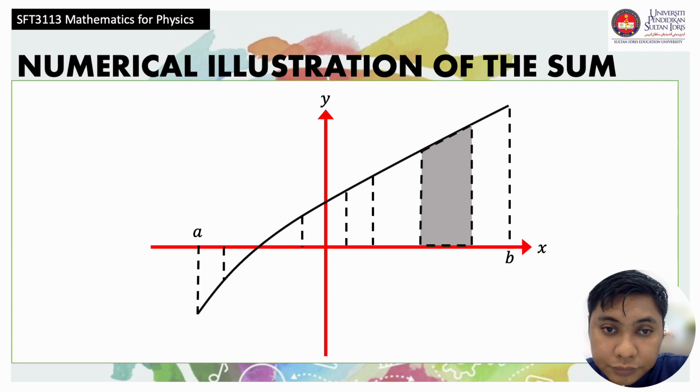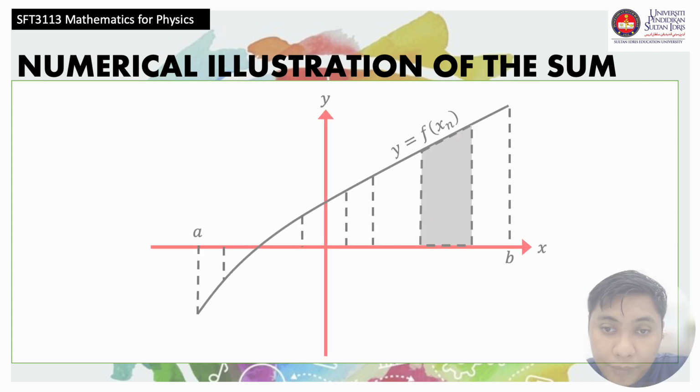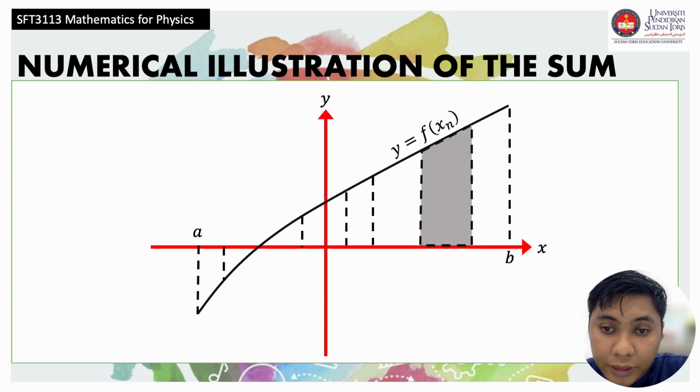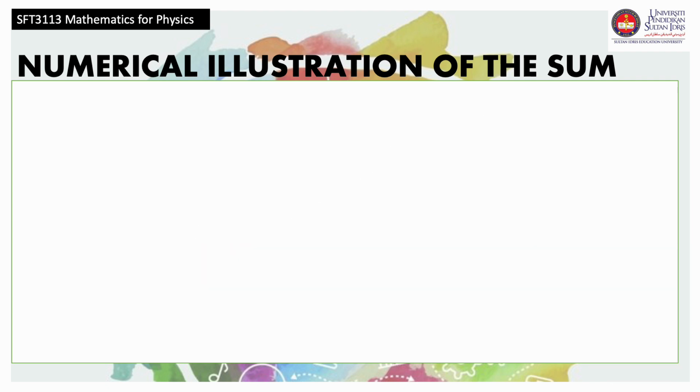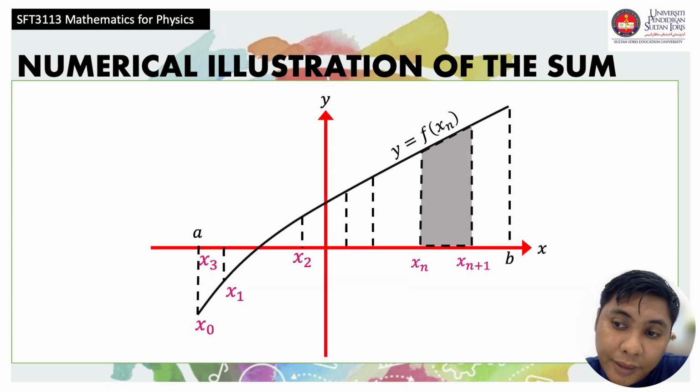All right, so with the same graph and the same curve, but this time, instead of f of x, we have the same curve from A to B.